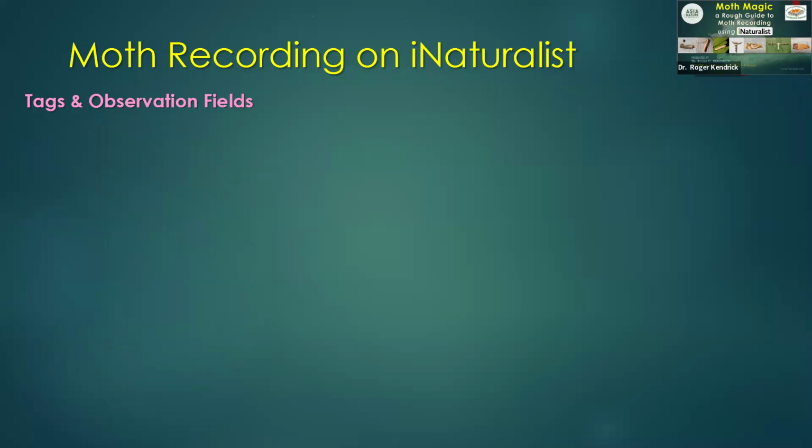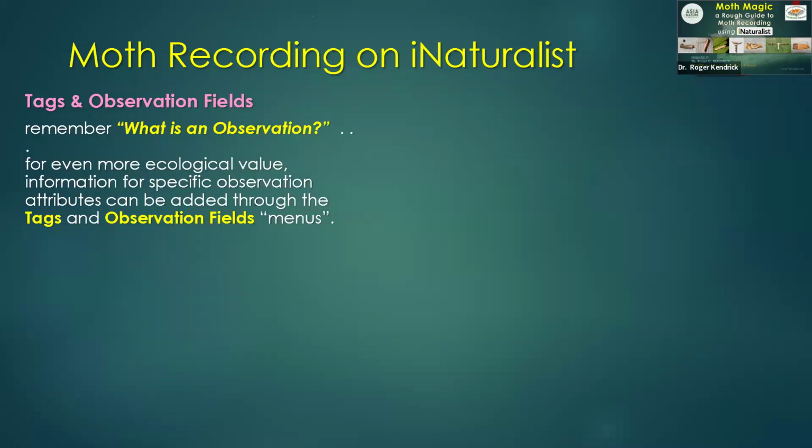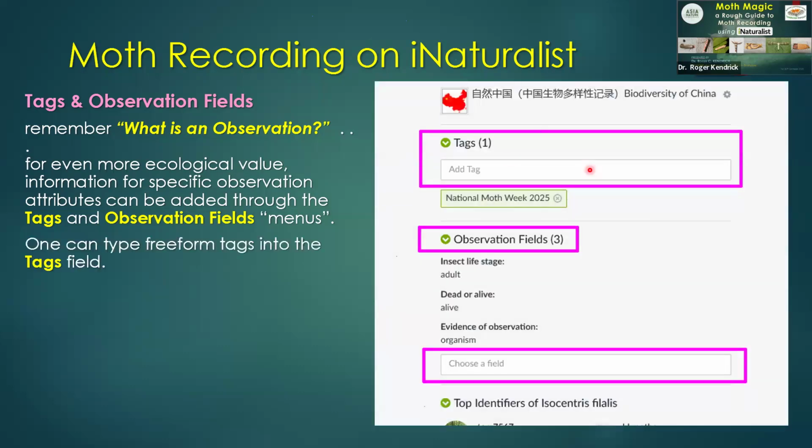Now on iNat, what else can you add that's really useful? Go back to my slide, what's an observation? And you recall that actually the time, the place, and the recorder and the ID is only 4 of 9 or 10 particular points. And I kind of skipped over a lot of the ecological data. But iNat offers the option to add in tags that you can type in as a freeform tag for National Moth Week or for Asia Nature Challenge 2025. Whatever you like, you can tag it with that.